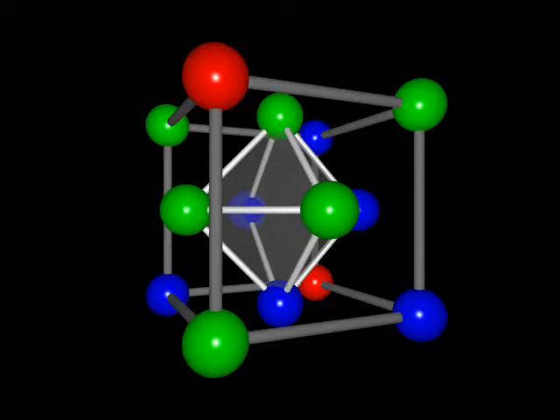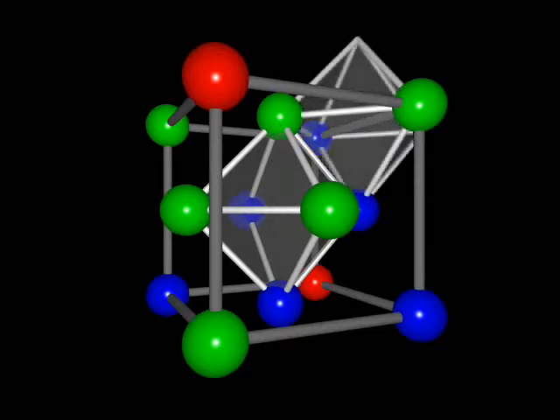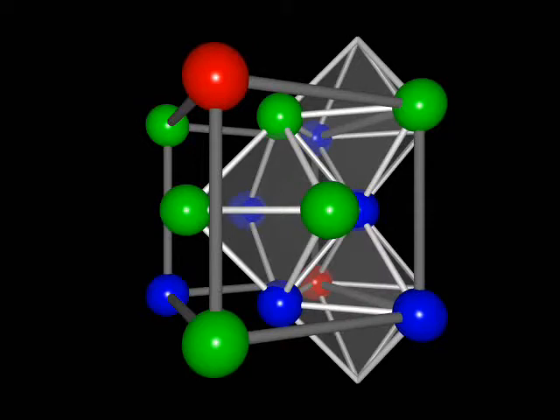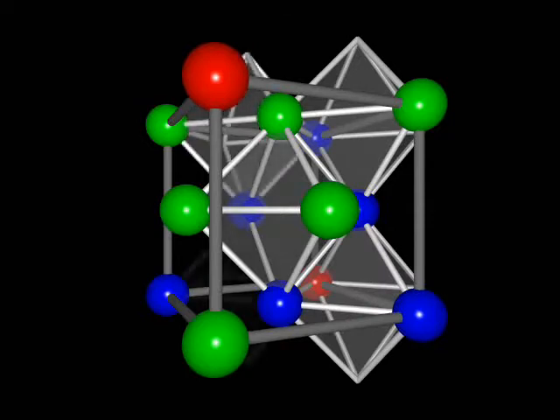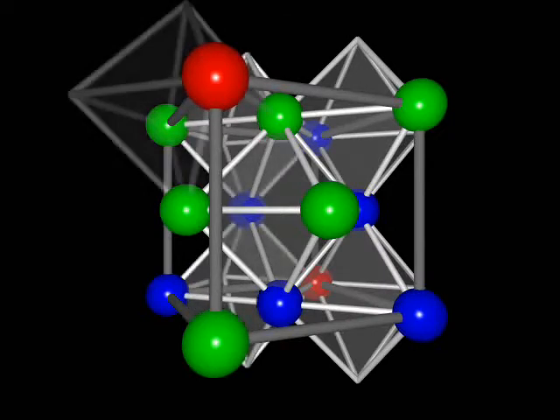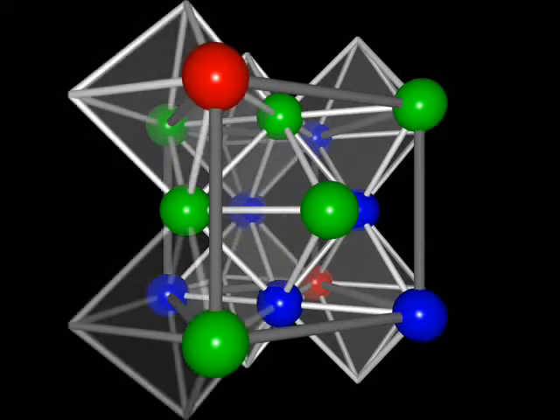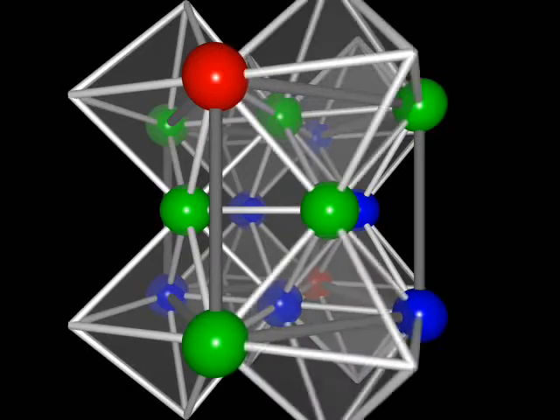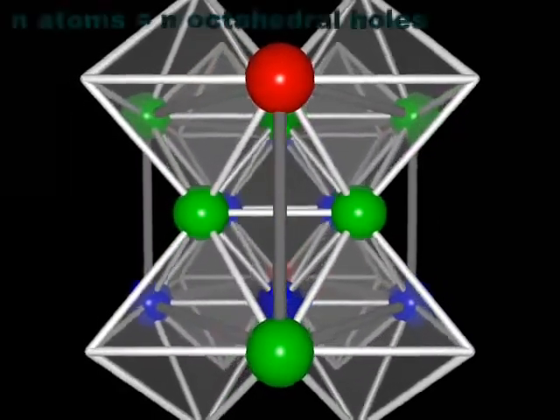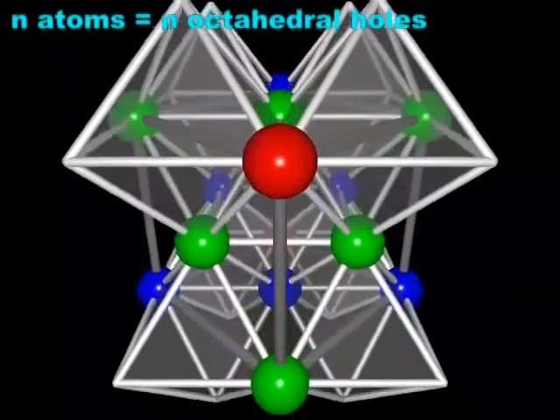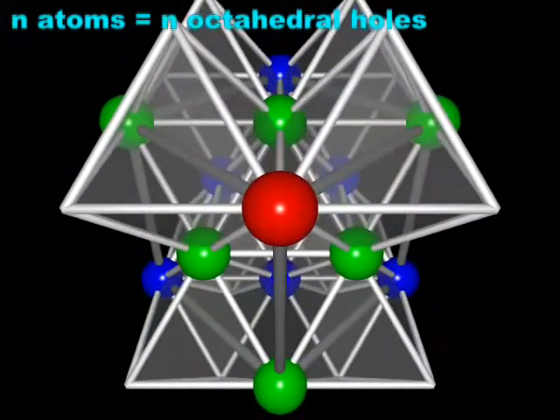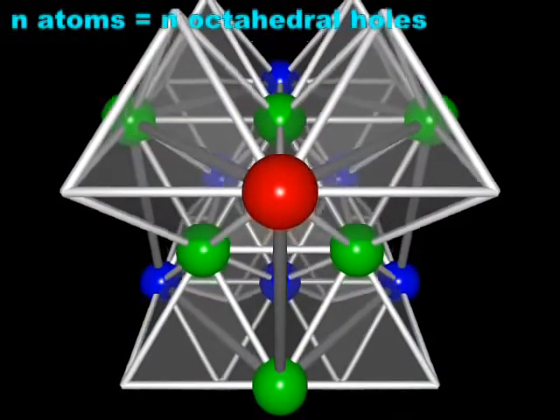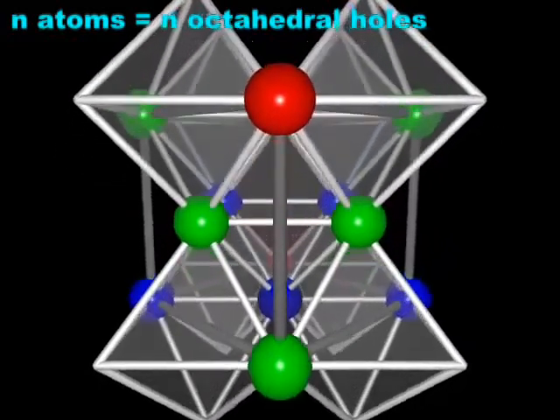The center octahedral hole is the only one that lies entirely inside the cell shown here. Other octahedral holes lie partially inside this cell. The center octahedral hole shares each of its 12 edges with 12 other octahedral holes. 8 of these are shown here. Each of these lies 1/4 inside the cell. Overall, an array of n atoms in a close-packed structure actually gives rise to n octahedral holes.